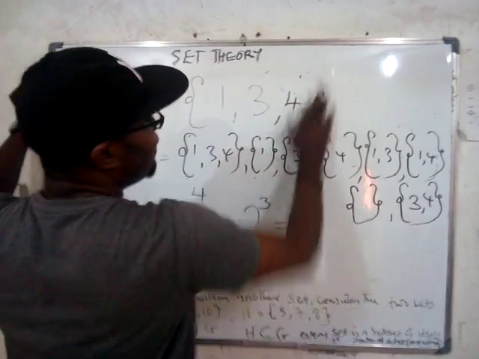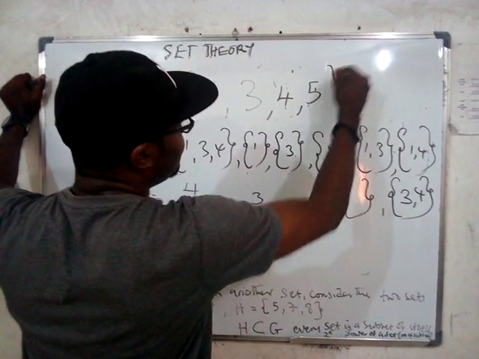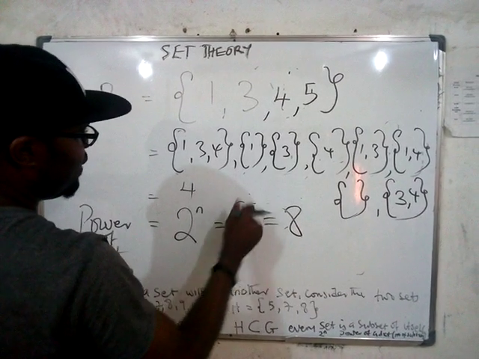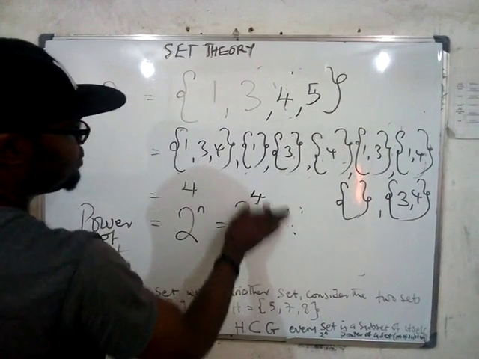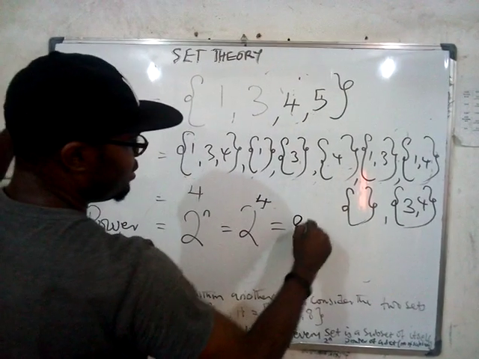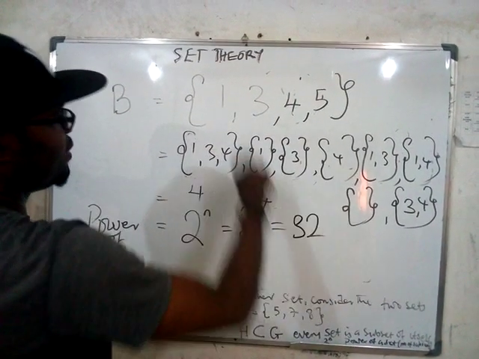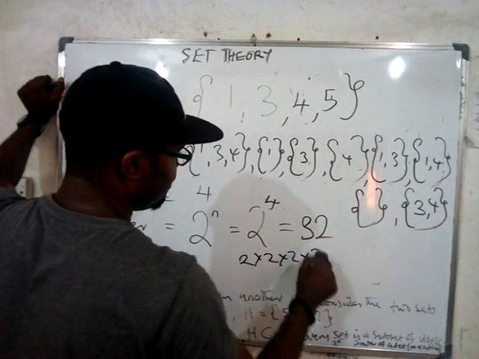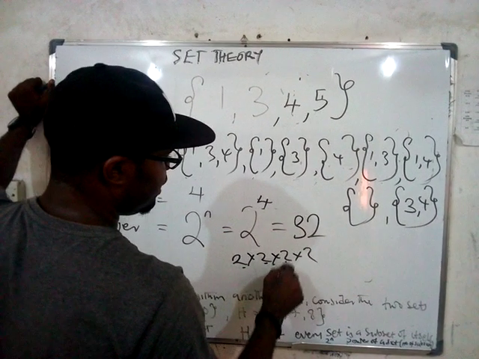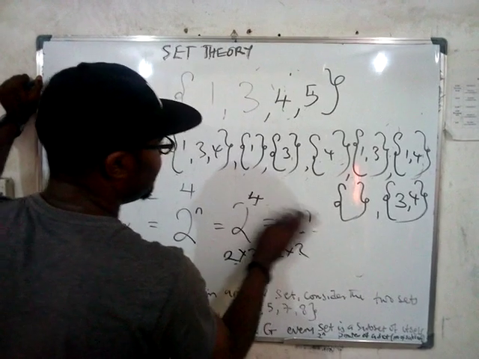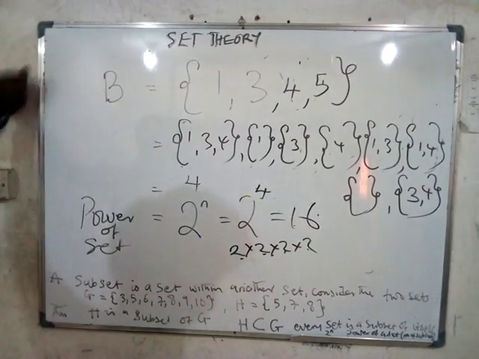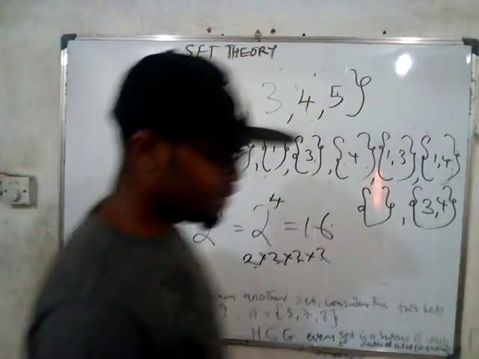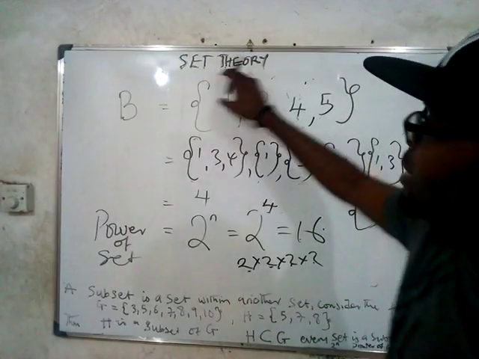So let's say now that we have 4 and 5, and we are told to find the power of this set. It's going to be 1, 2, 3, 4. So it's going to be 2 to power 4, which is what? 32. So if you build the subsets of this, you're going to get up to 32. 2 to power 4 is 2 times 2 times 2 times 2. 2 times 2, 4. 4 times 2, 8. 8 times 2, 16. Sorry, so this should be 16. So if you build the subsets of this, you're going to get up to 16 subsets. So very important, take note. So that is how you get the power of a set.